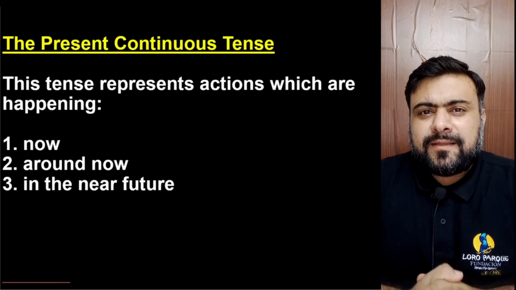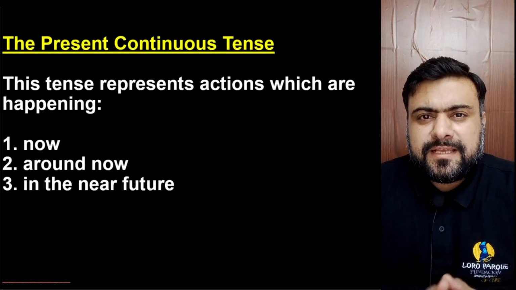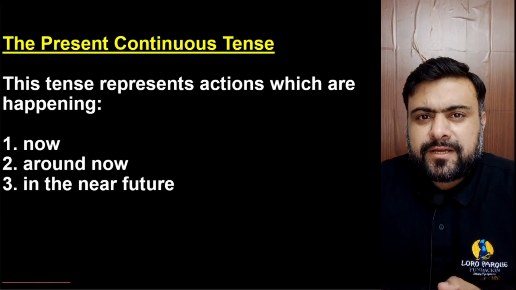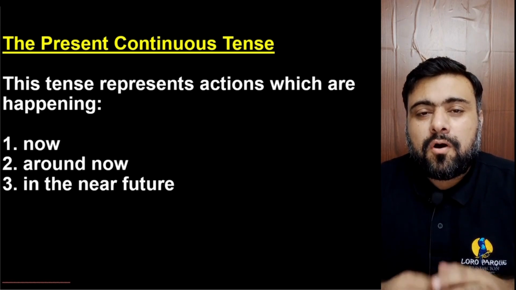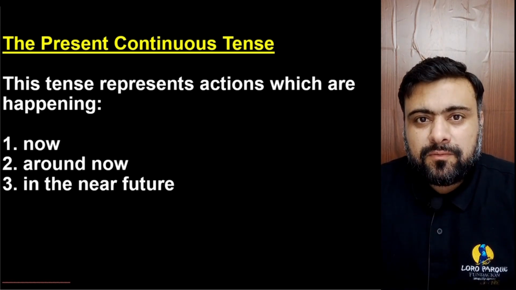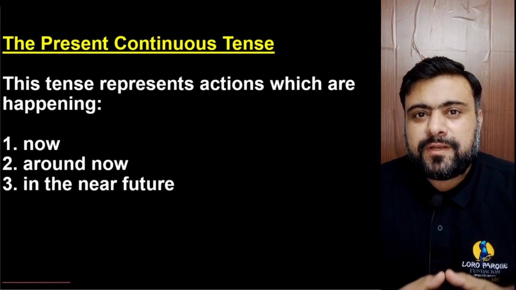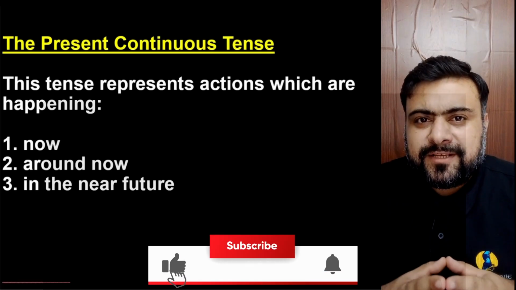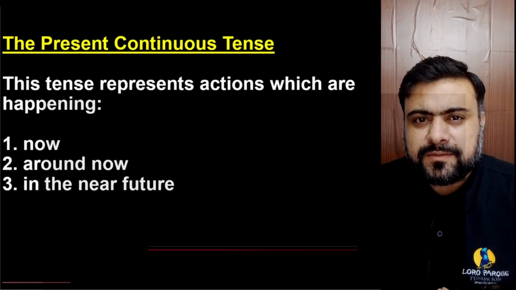When is the present continuous tense used? It is used in three situations. It is used for those actions which are happening right now, or around now, or in the near future. So, what is the difference between now and around now? We'll look at some examples and try to understand it through those examples.